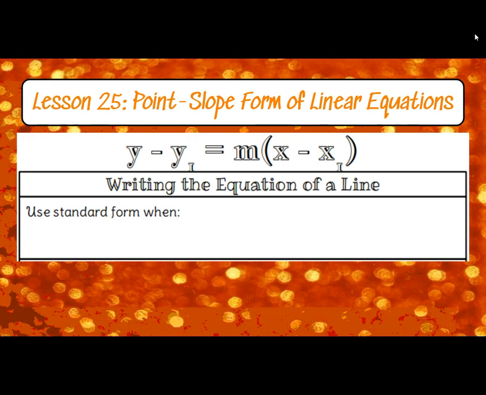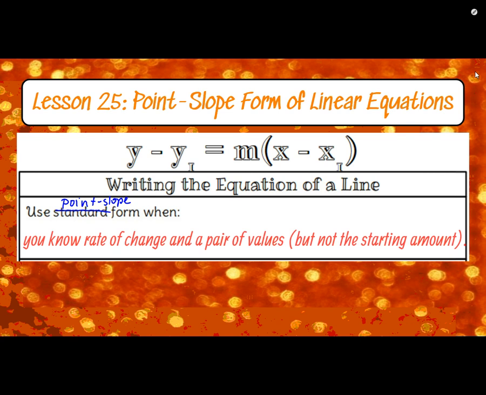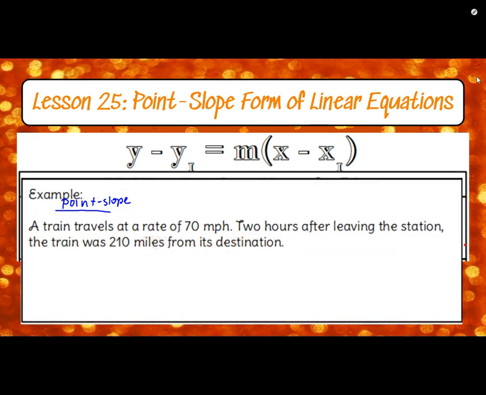We're going to use, that's not standard form, we're going to use point slope form. And that is our format, y minus y1 equals m times x minus x1. We're going to use it when you know a rate of change and a pair of values, but not the starting amount. So they give you information, but they don't tell you how things start. So here is our example.